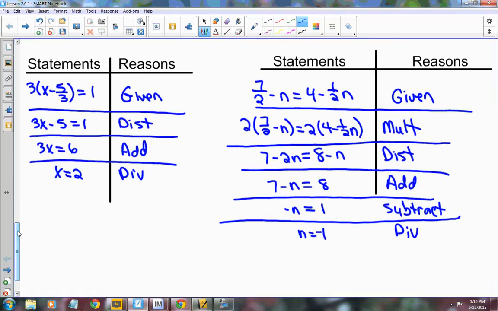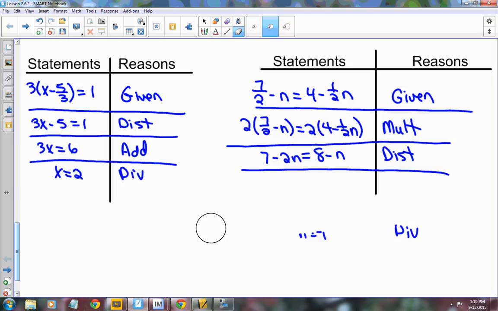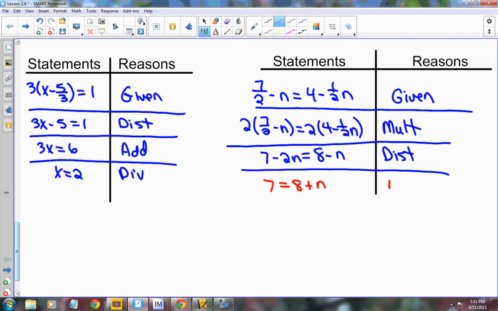Now, I'm going to show you an alternate way. And you don't have to show this unless you want to. I'm going to erase this part. At this point, did anybody think add 2n to both sides? Anybody think to do their equation like that? Not one person. You did? Okay. So add 2n to both sides. If I did that, it would be 7 equals 8 plus n by addition. Then I would subtract 8 from both sides. Negative 1 equals n by subtraction.